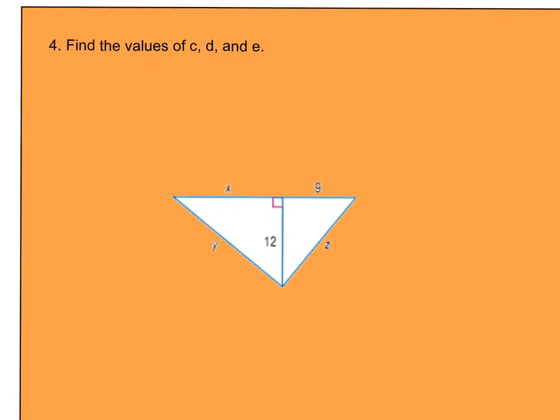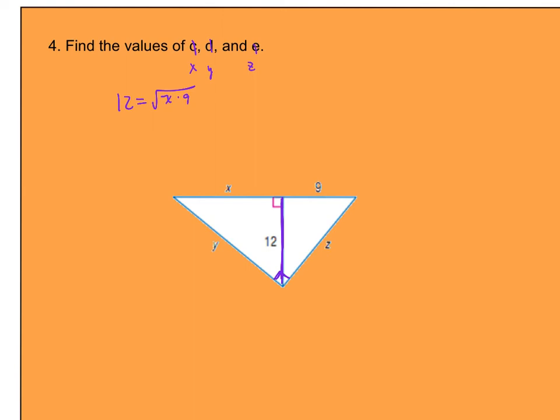Figure out the values of C, D, and E, even though the problem gives us X, Y, and Z. So obviously they mean X, Y, and Z. So again, I'm looking at a couple different strategies here. Number one, they give me this altitude. We're going to assume it's a right triangle. So remember, 12 is going to be equal to the square root of 9 times X. It's going to be equal to that geometric mean.